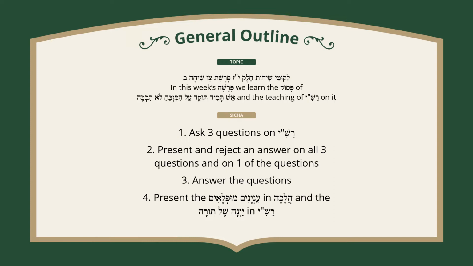The Rebbe will, number one, ask three questions on Rashi. Number two, present and reject an answer on all three questions, and also present and reject an answer on one of the questions. Number three, answer the questions. And number four, present the Inyanim Muflaim in Halacha and the Yena Shel Torah in Rashi.